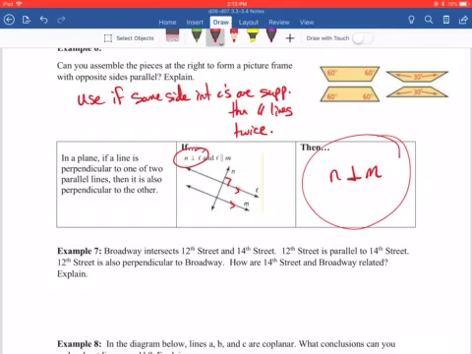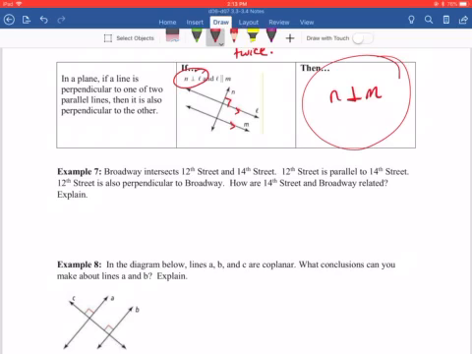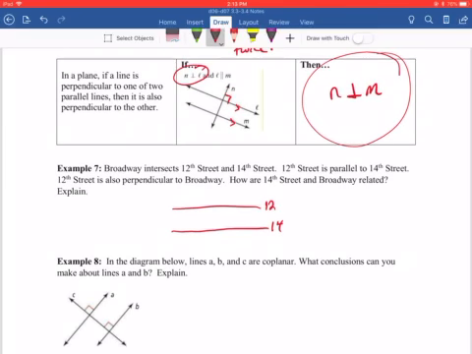Okay. So now let's take a look at some real life examples of some of these theorems we did today. Broadway intersects 12th and 14th Street. 12th Street is parallel to 14th Street. Well, let's just draw that real quick. 12th Street, 14th Street, we just said that they're parallel.